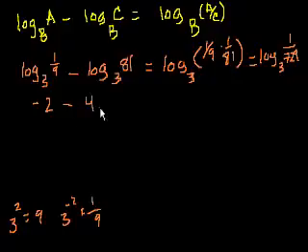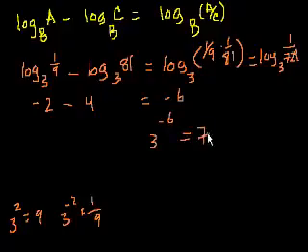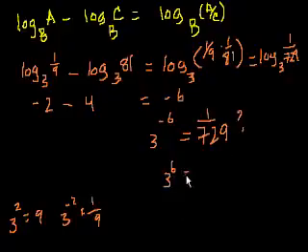So we have minus 2 minus 4, which is equal to minus 6. And now we just have to confirm that 3 to the minus 6 power is equal to 1 over 729. Is 3 to the minus 6 power equal to 1 over 729? Well, that's the same thing as saying 3 to the 6th power is equal to 729, because all the negative exponent does is invert it.